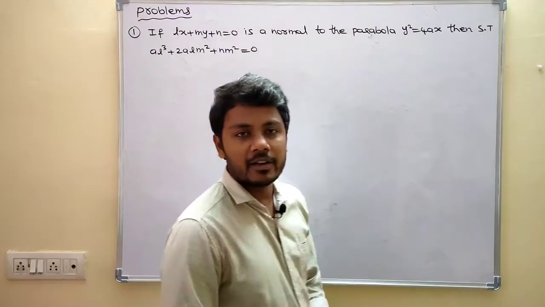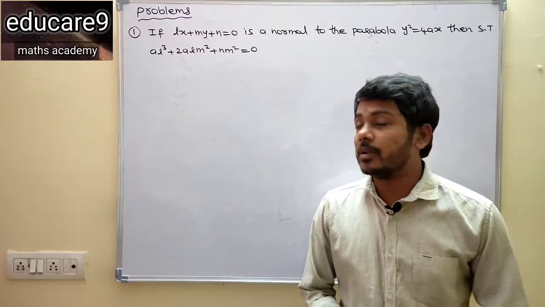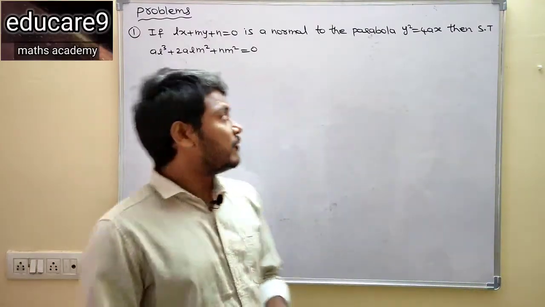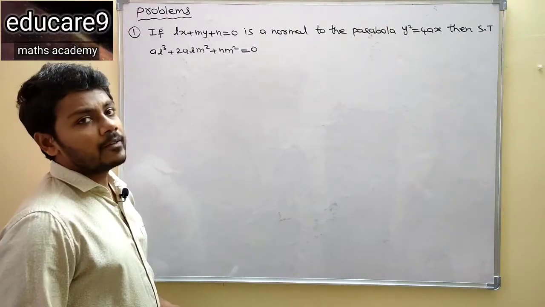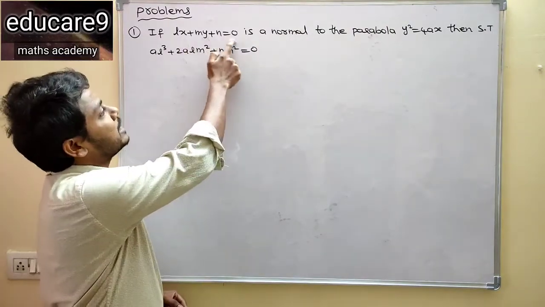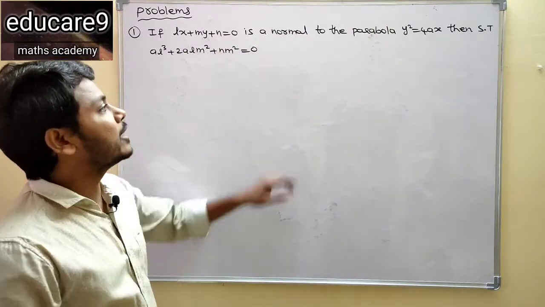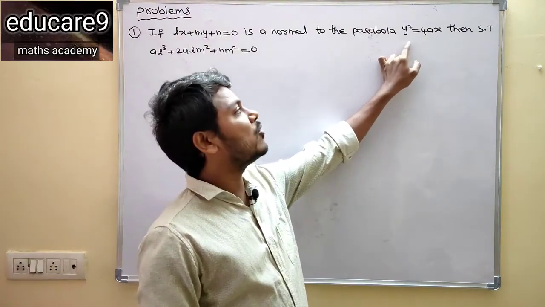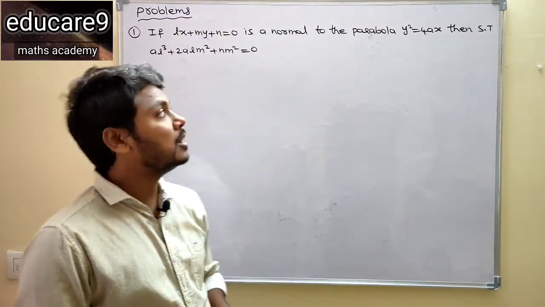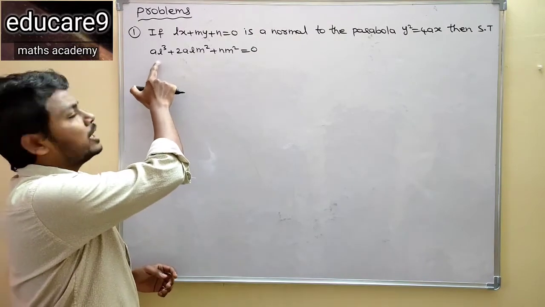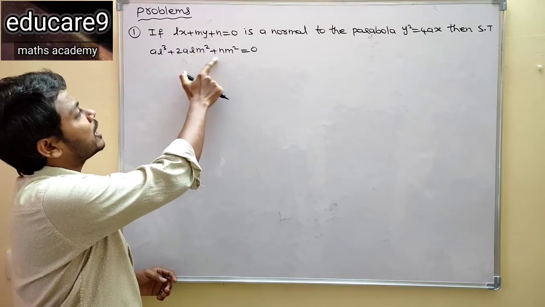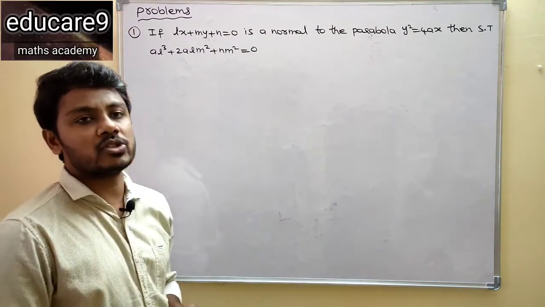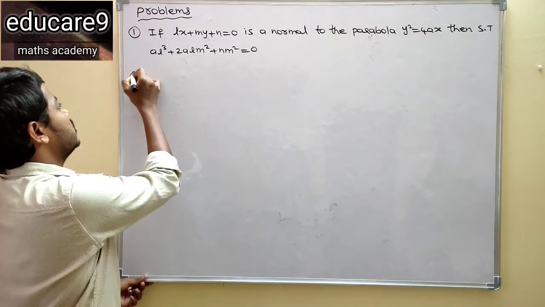Hi, hello everyone. For this session, we will discuss a few problems. So, see the next problem. If Lx plus My plus n equals 0 is a normal to the parabola y square equal to 4ax, then show that al cube plus 2alm square plus nm square equals 0. So, see the solution.